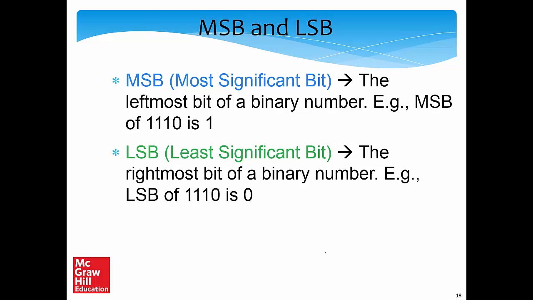Now let's define two terms, the MSB, the most significant bit, and the least significant bit. The leftmost bit of a binary number, for example, of the number 1110 shown over here, the most significant bit is 1. And the least significant bit is the rightmost bit, and in this case it is 0.